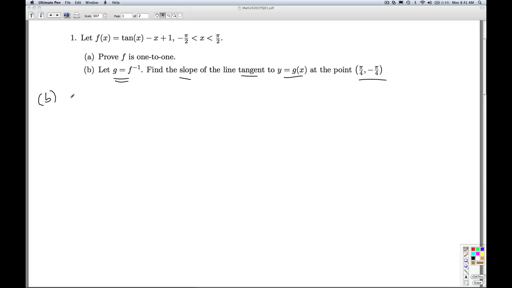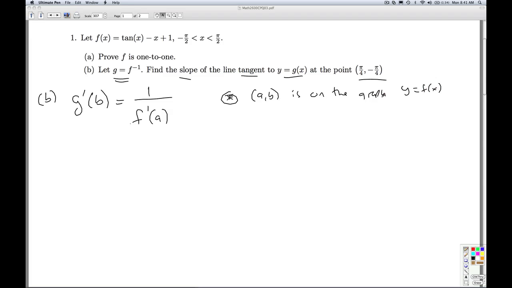So we want to use the result from class that the derivative of the inverse at a point b is 1 over the derivative of f at the corresponding point a. And so here the idea is (a, b) is on the graph y equals f of x. In other words, f of a equals b. And this is the same thing as saying (b, a) is on the graph y equals g of x. In other words, g of b equals a.